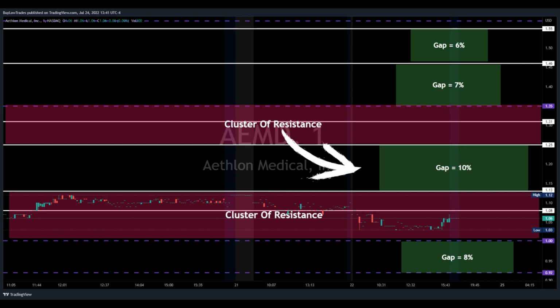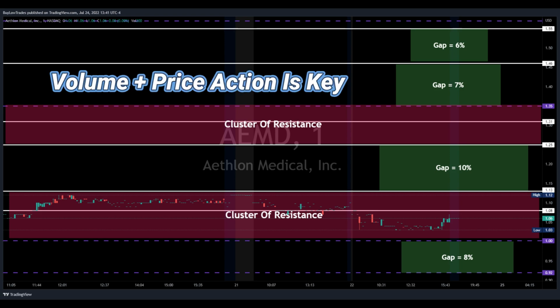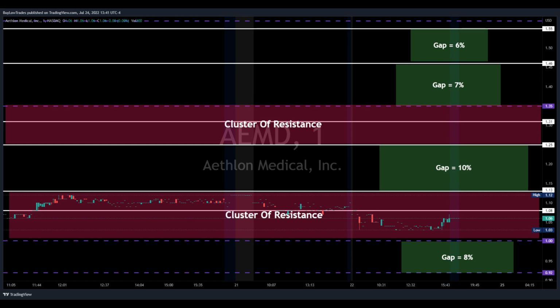these more attractive gaps. Being a full-time day trader means I need volume and price action before entering into my trades. Although this may look attractive, if we don't have volume coming into one of these gaps, then for me, that's a major red flag. I go over 5 major red flags in a recent video, and if you haven't checked that out, I'll add a link in the description below.